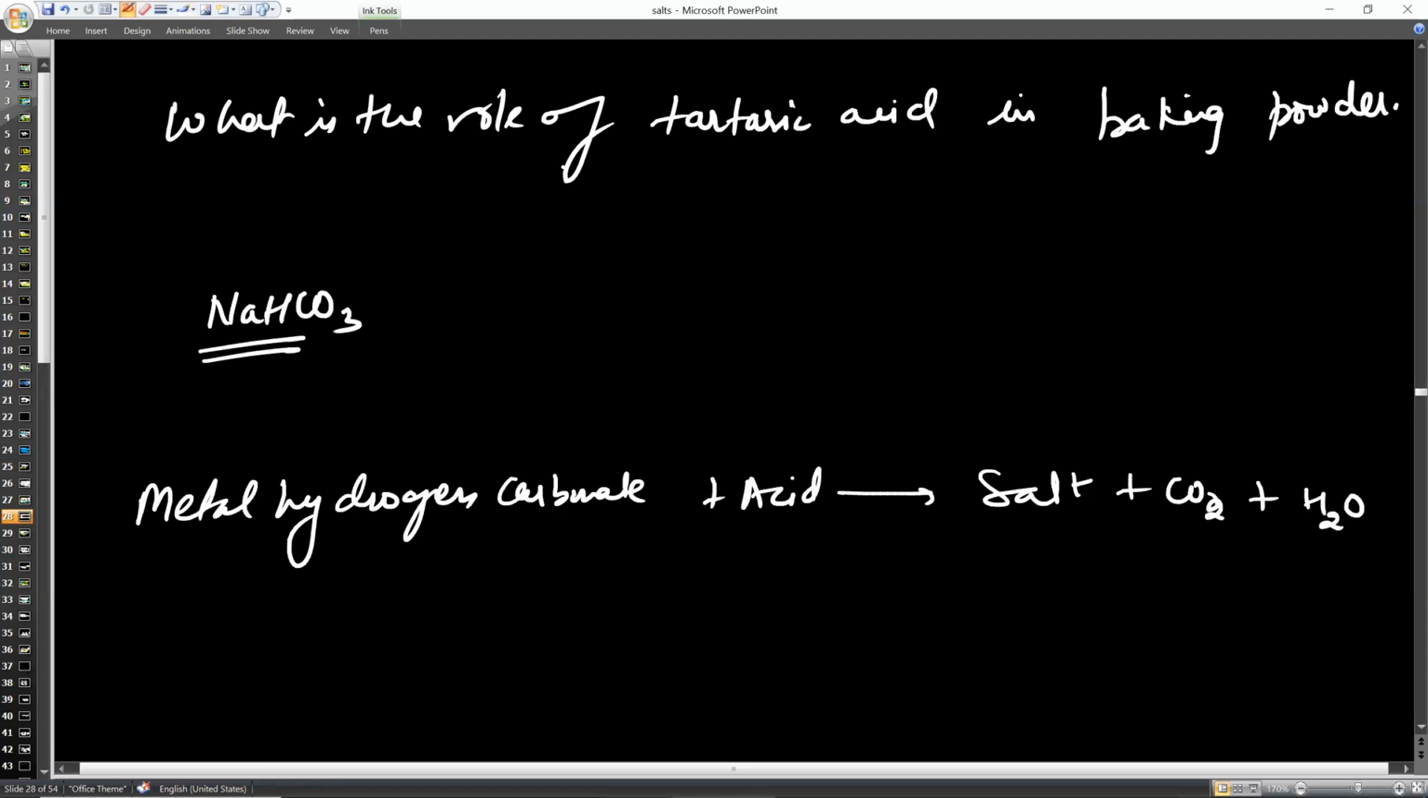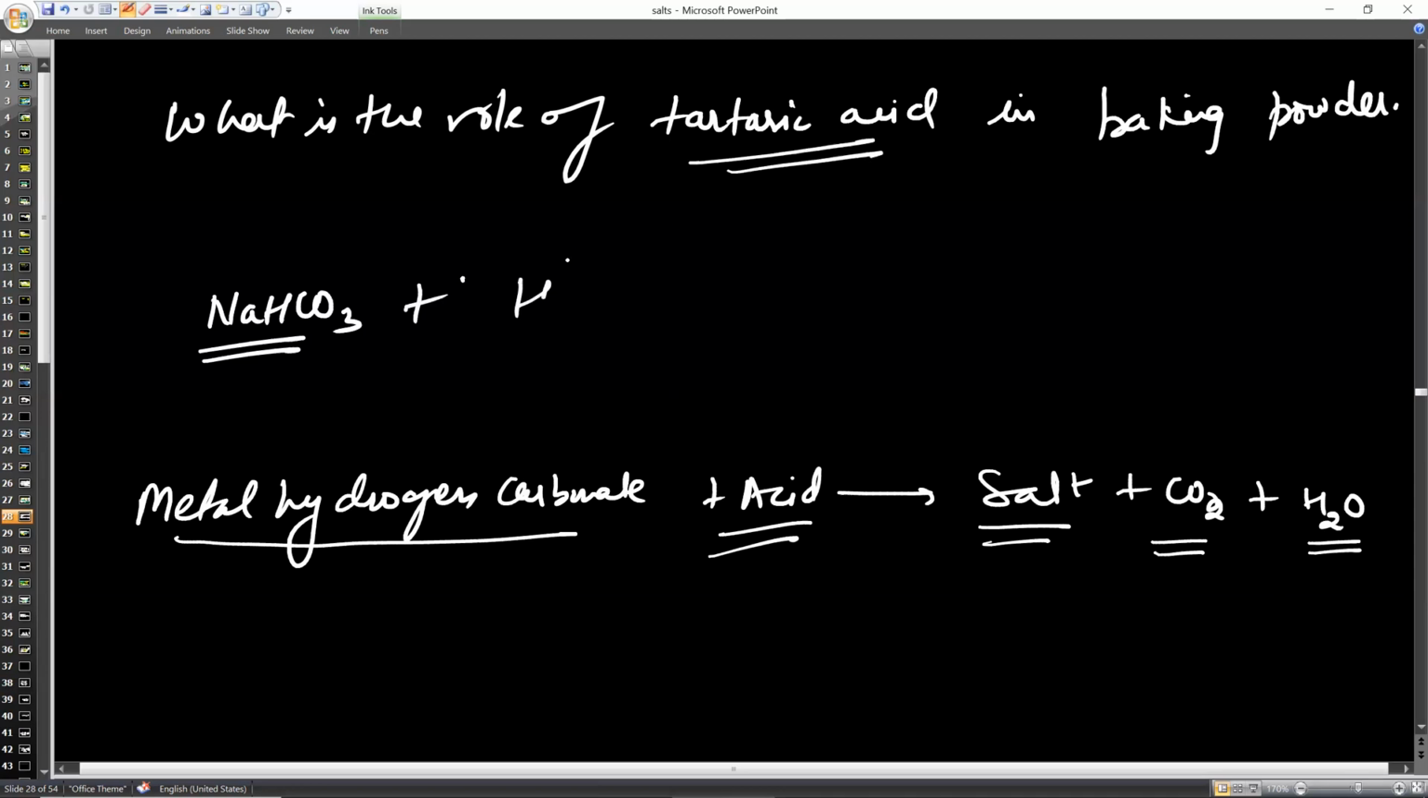So what is the role of tartaric acid? When metal hydrogen carbonate reacts with acid, it gives you salt plus carbon dioxide plus water. This is metal hydrogen carbonate added with acid, and the acid is tartaric acid. Every acid contains H plus ions, so we just write acid; we are not going to write the formula of tartaric acid.